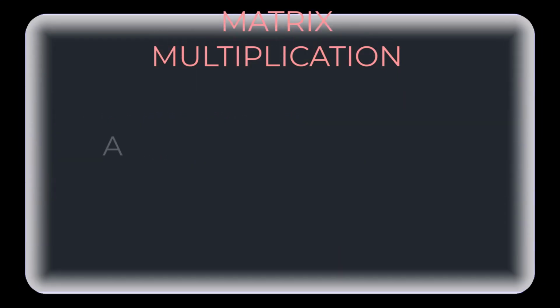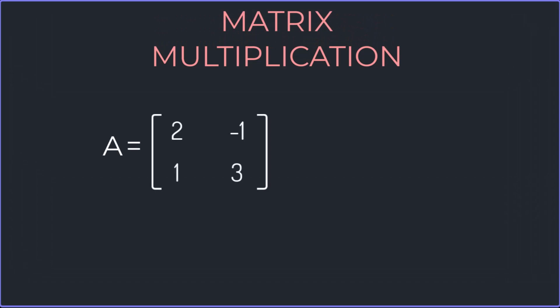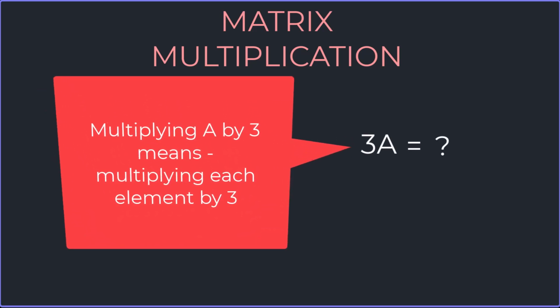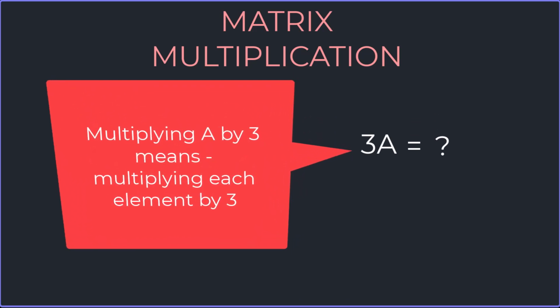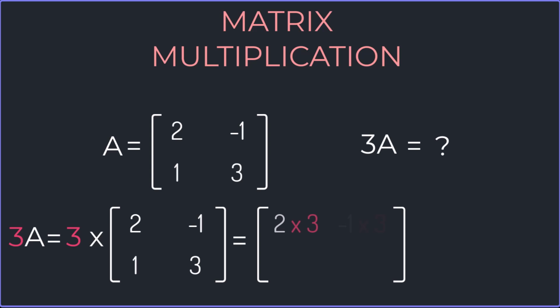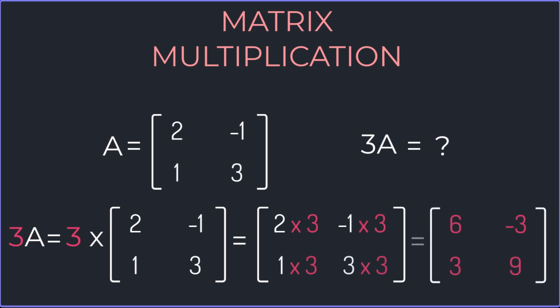Here is the matrix A, 2, minus 1, 1, 3. What will be the value of 3 times A? Multiplying the matrix A by 3 means multiplying each element of A by 3. So the resultant matrix becomes 3A equal to 3 into 2, 3 into minus 1, 1 into 3, 3 into 3. This is the matrix 6, minus 3, 3, 9.